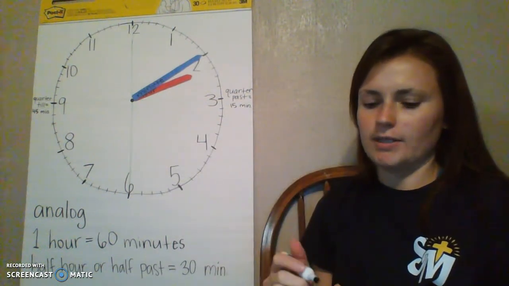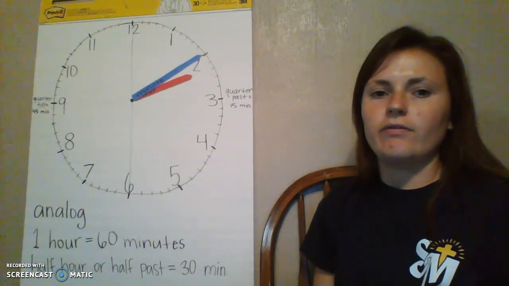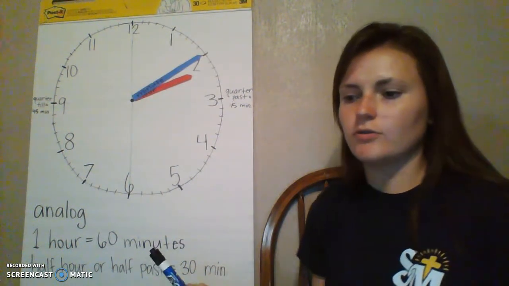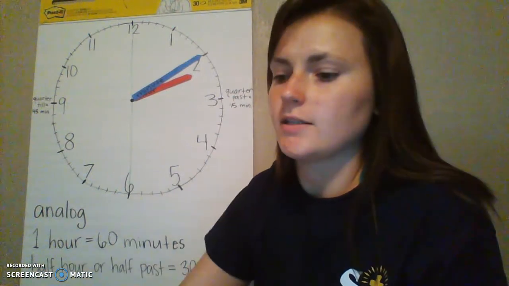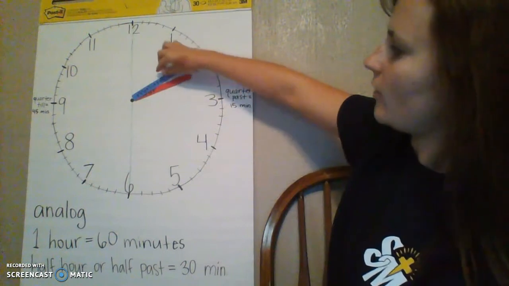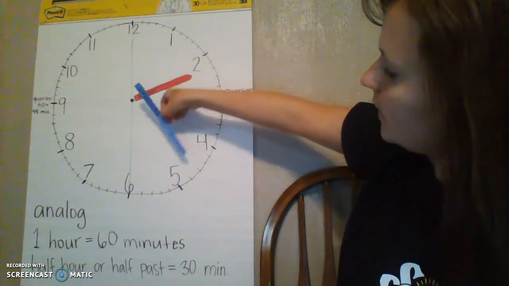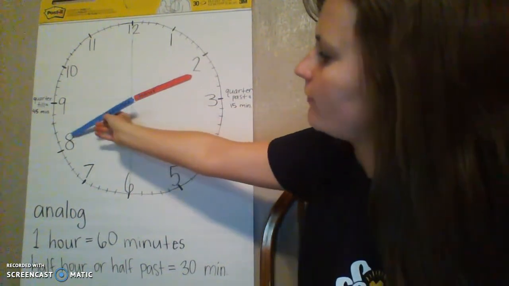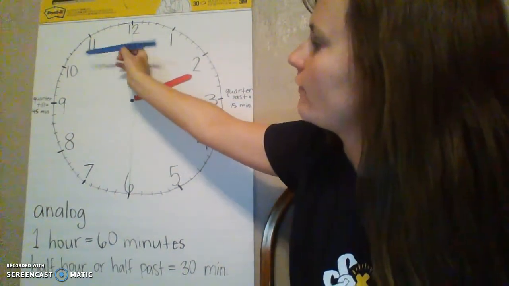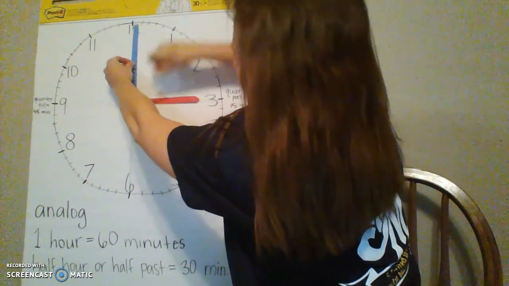So I'll do one more example. So if it takes you 55 minutes to drive to the K-State football game, and you leave at 2:10. So we're going to count 55. 5, 10, 15, 20, 25, 30, 35, 40, 45, 50. We got to the 12, so we have to move an hour. 55.